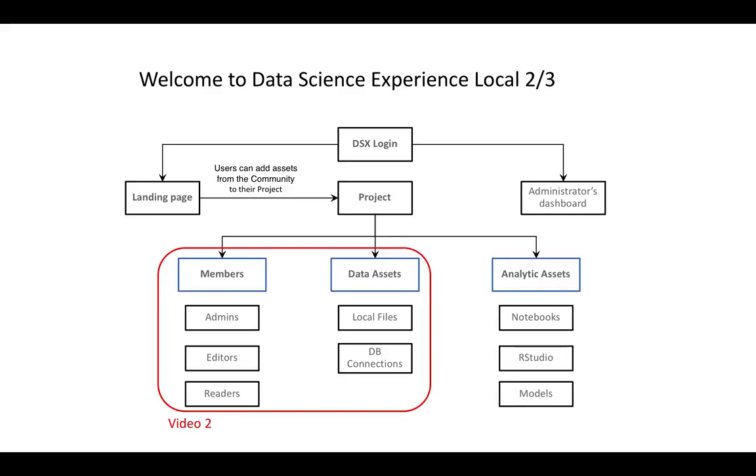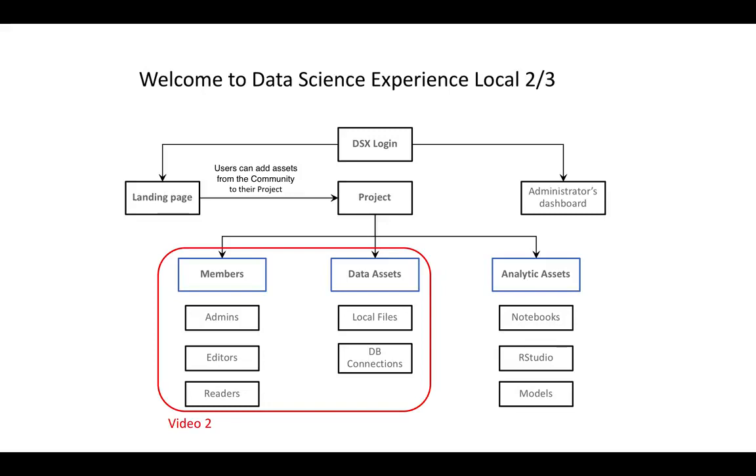Inside a project, you can have different types of elements. Members or collaborators. Collaborators can be added to a project in one of 3 different roles: administrators, editors, and read-only access. Data assets can be added to a project and they become accessible to all project members, with rights corresponding to their role. Data assets can be files that are uploaded directly to the project or can be database connections from which data can be pulled into DSX.